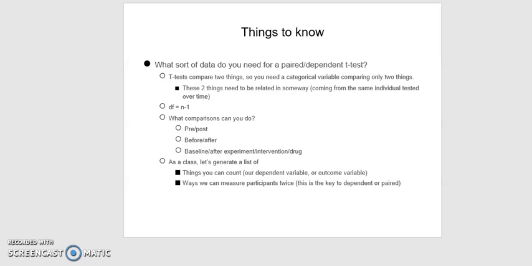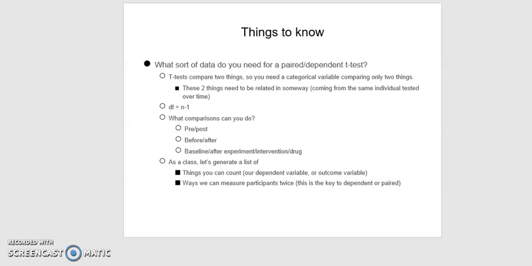The comparisons that we would be doing, you see the verbiage of pre-test, post-test, before, after. We're getting a baseline, and then we're introducing an experiment, an intervention, a drug, and then we measure them again. Same people being measured twice is your dependent, paired, or related t-test.